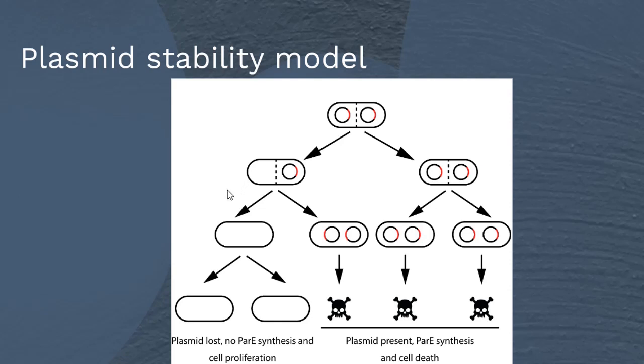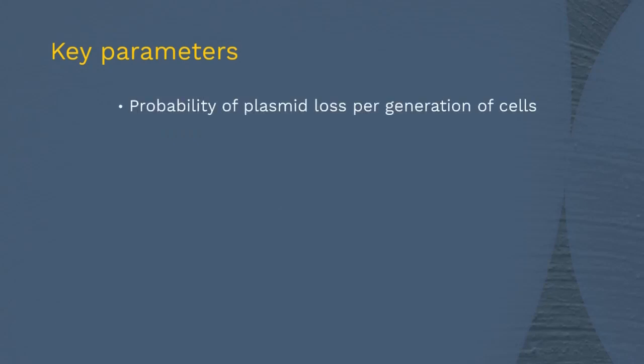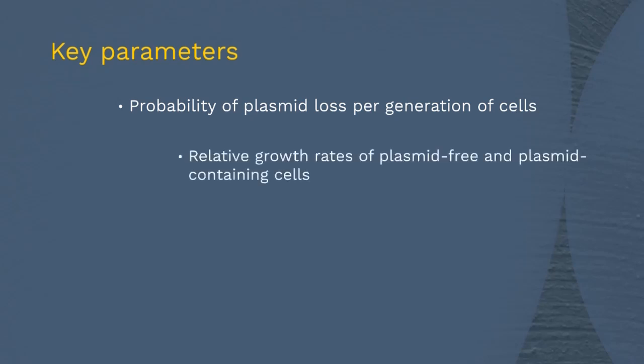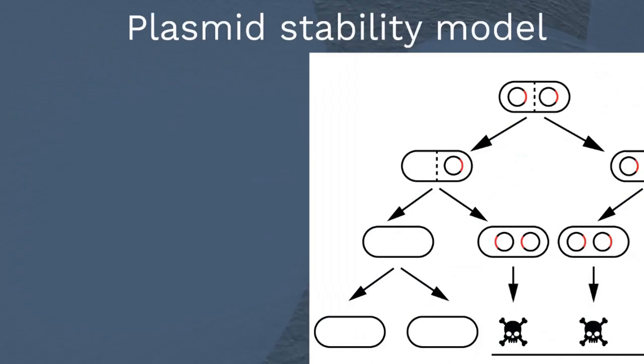Suitable models are developed in order to study the yield of a process in the presence and absence of plasmid. The key parameters of the plasmid stability model are the probability of plasmid loss per generation of cells, the relative growth rate of plasmid-free and plasmid-containing cells, and the rate of generation of plasmid-free cells.